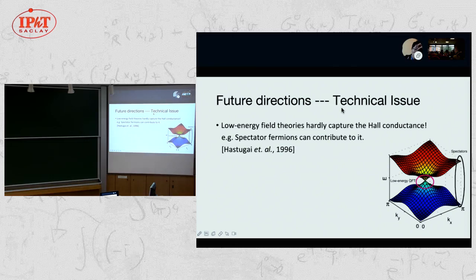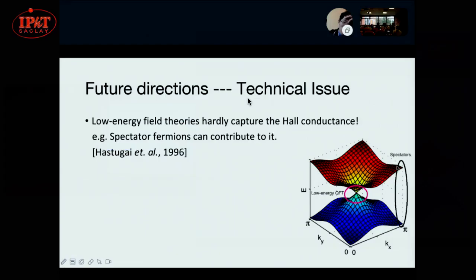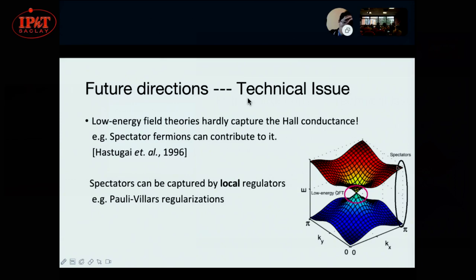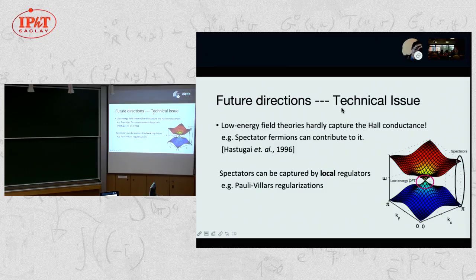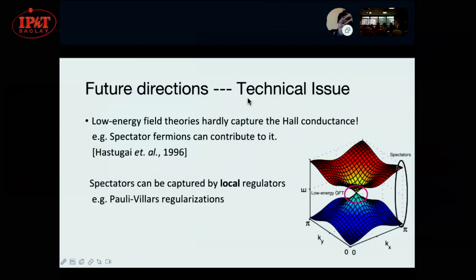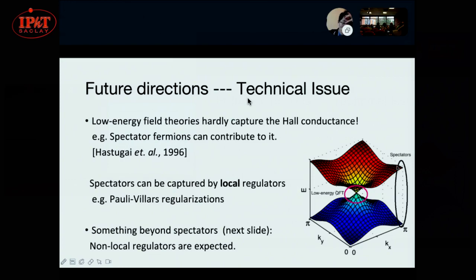This QFT, low energy QFT, cannot correctly describe the Hall conductance, which is a global quantity. But there is some solution that these spectators can be captured by some local regulators in the quantum field theories. For instance, some proper choice of Pauli-Villars regularizations. But I found that there's still something beyond spectator fermions.